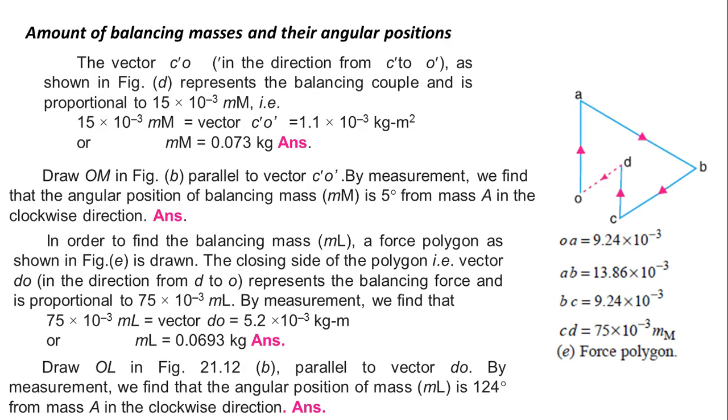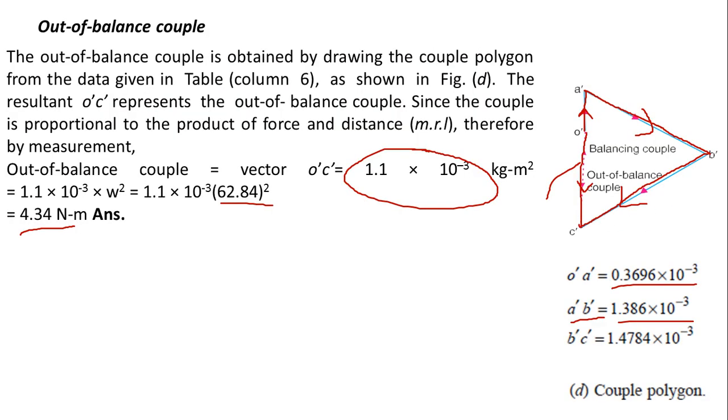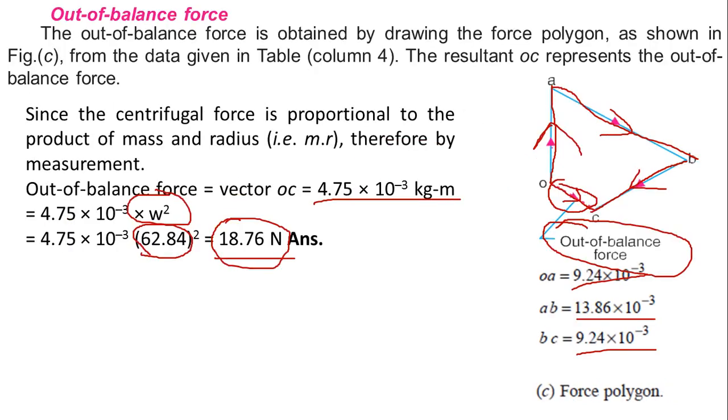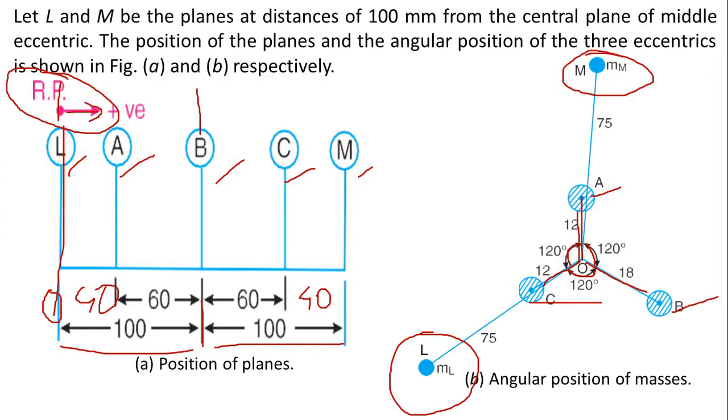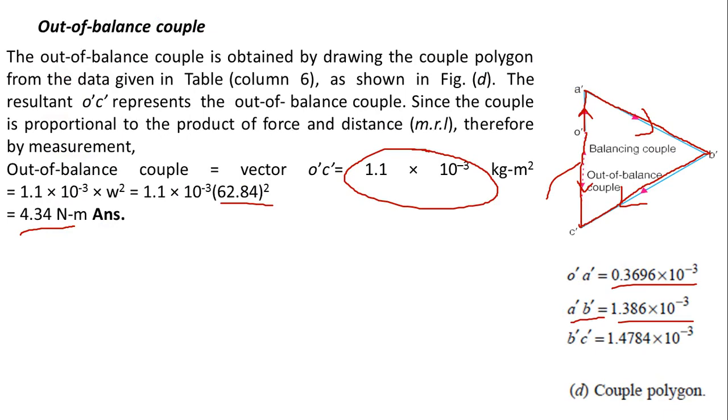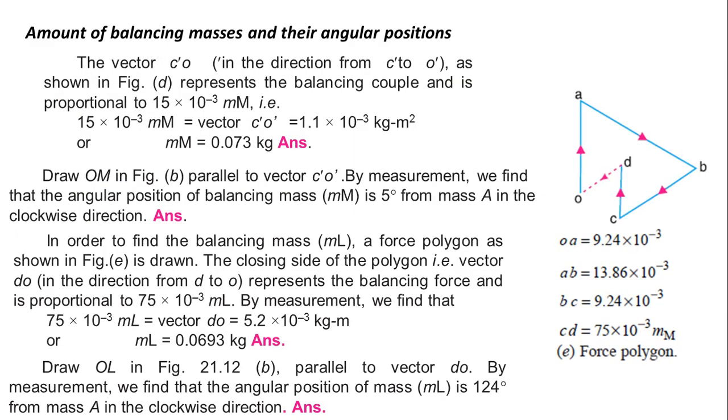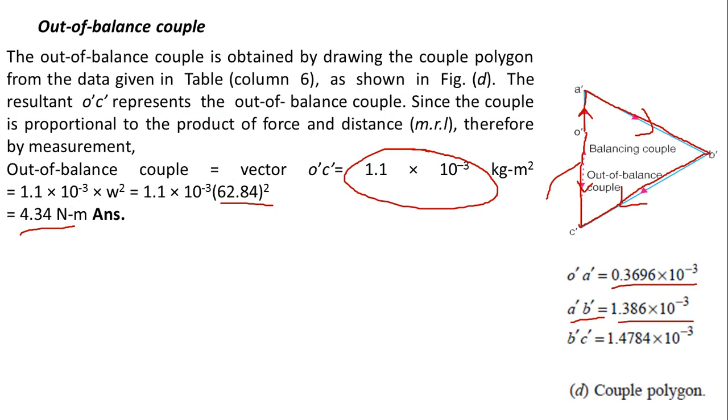Next, similarly you have to go for the amount of balancing masses and angular position. So you know that the values whatever you got here are for the out of balance couple. Okay, so let us solve now for the position, that is to get mm and then ml. So for this let us continue. The amount of balancing masses and their angular position can be found out from the vector C dash O dash, that is represented in figure D.